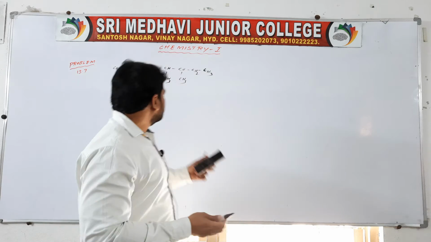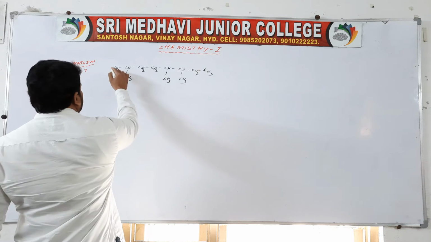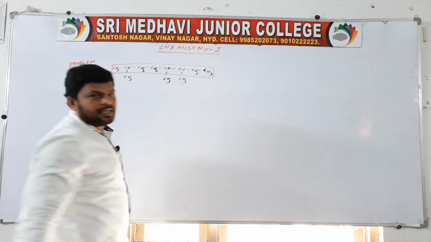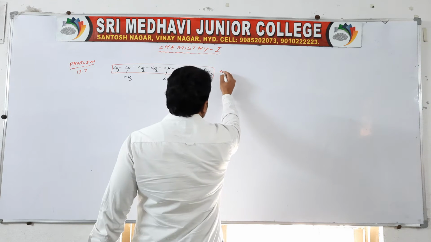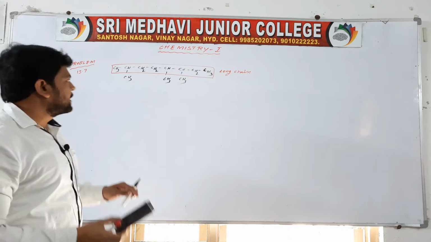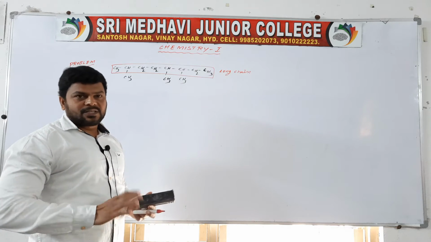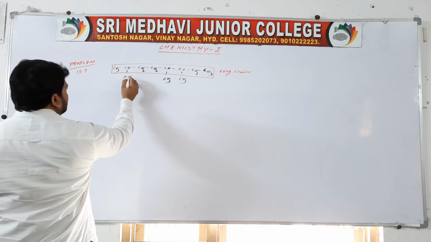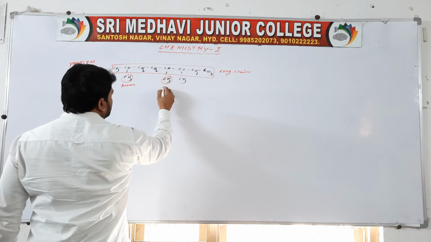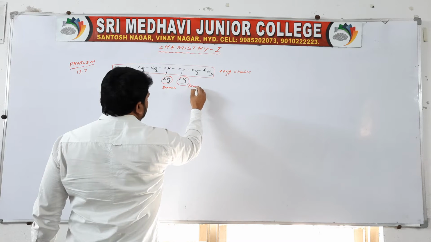Here, these three are substituents. It is the long chain, because it contains 8 carbon atoms in the chain. Next, these are branches.